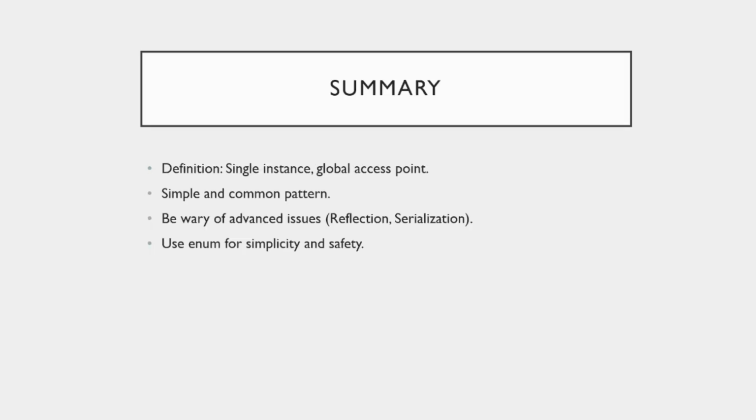So if we go to the summary, what is the definition? Single instance, global access point. We define a static public method to get the instance. It is a simple and common pattern, but we need to be wary of advanced issues like reflection and serialization. We need to check thread safety, and also make sure that it is implemented correctly. Use enum for simplicity and safety. Enum is the safest and simplest way to create the singleton object.